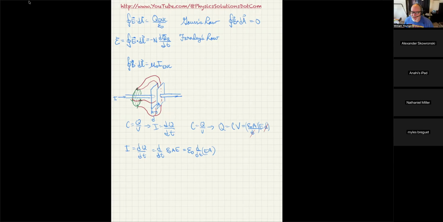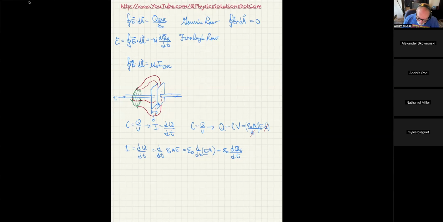Look at the left-hand side of Gauss's law. The left-hand side of Gauss's law is E dot dA. That's electric flux. So E times A is electric flux. So what we might say is this is epsilon zero d phi E over dt.